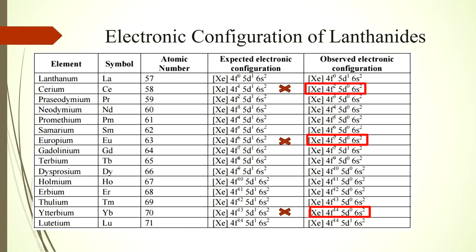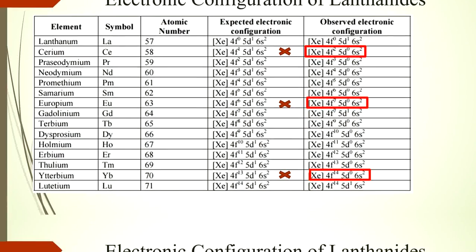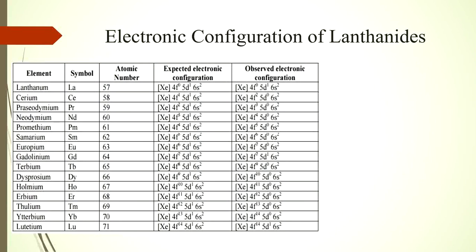In this slide we can see that in case of cerium, our expected electronic configuration is not matched with the observed electronic configuration. Same with the case of europium and ytterbium. So what is the reason behind that? We will look into this matter. Only in these three cases, cerium, europium, and ytterbium, these basic differences have been observed, that our expected electronic configuration is not matched with the observed electronic configuration.